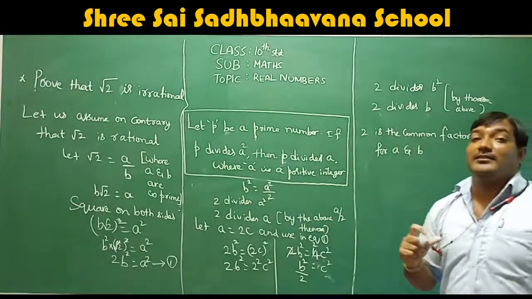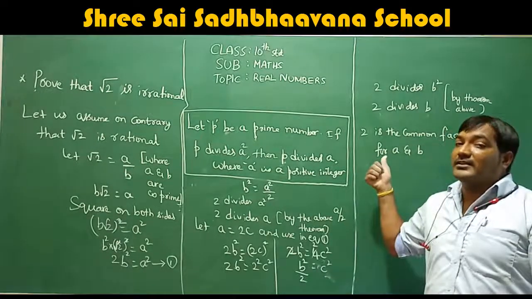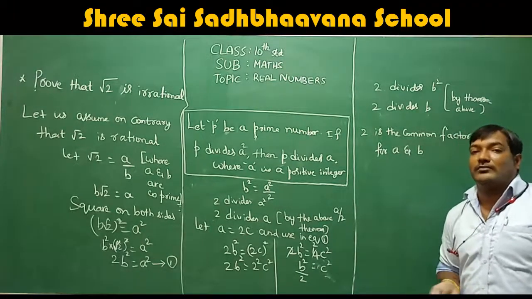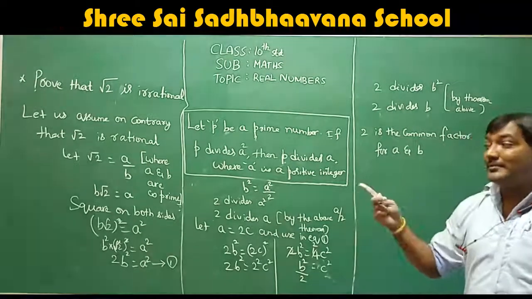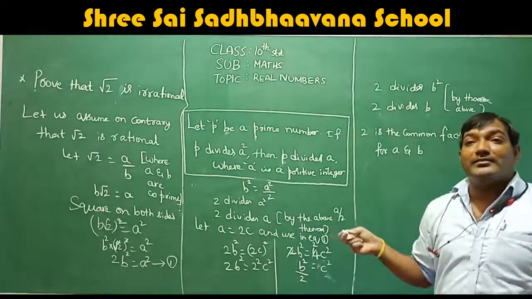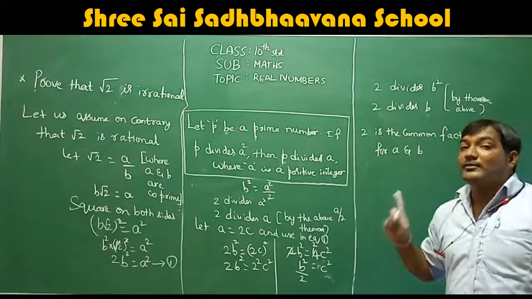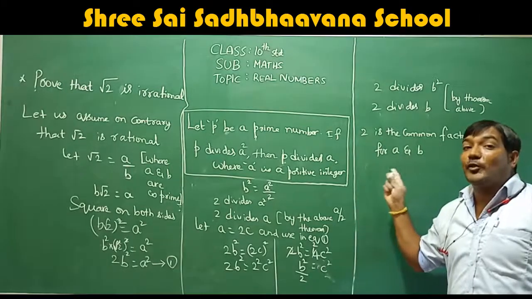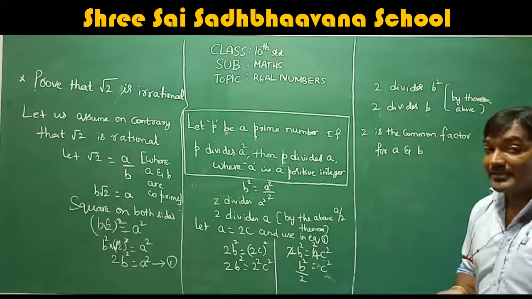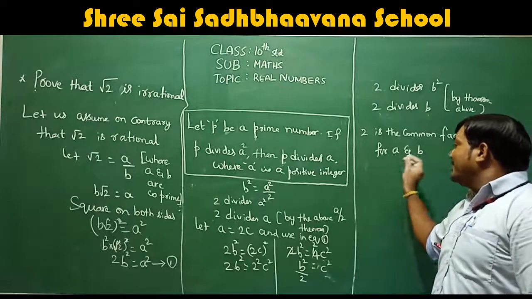It means a is divisible by 2, and b is also divisible by 2. So it means 2 is the common factor for a and b. So what we assumed: a and b are co-prime numbers. It means you should not get any factor apart from 1 and itself. But we are getting 2 as a common factor for both a and b. So is our assumption correct? No. So here 2 is the common factor for a and b.